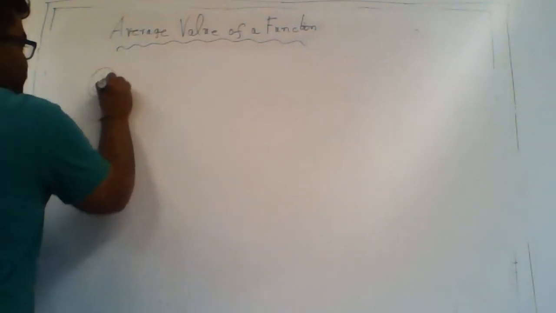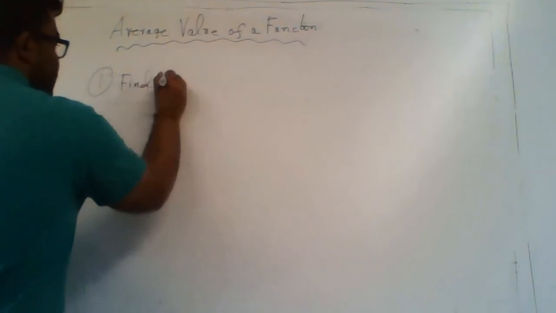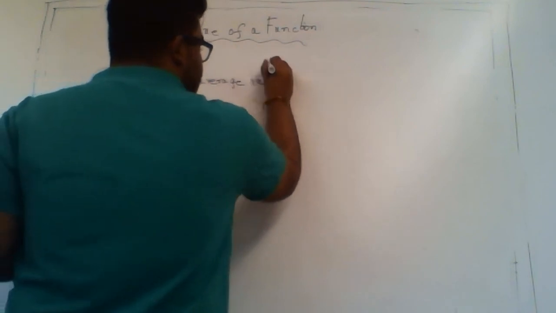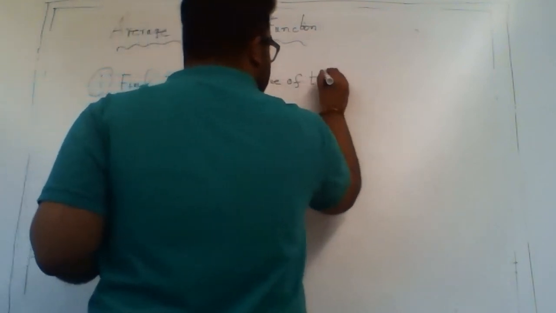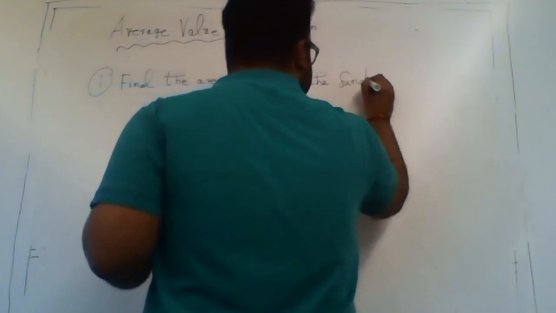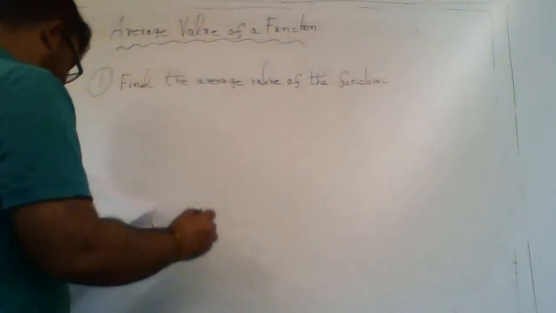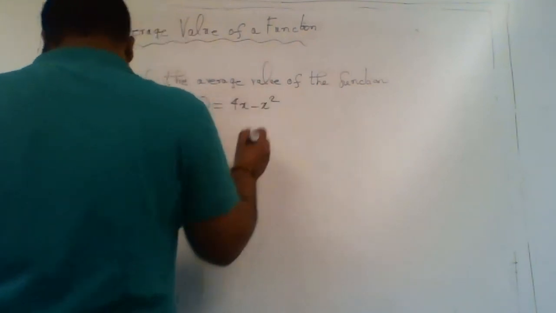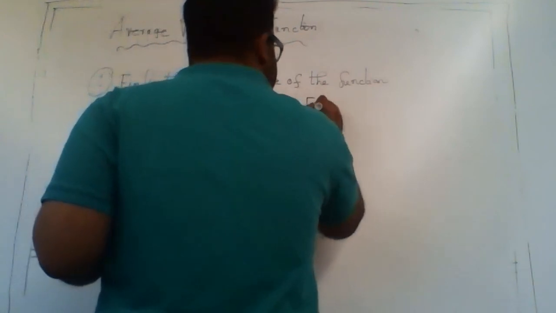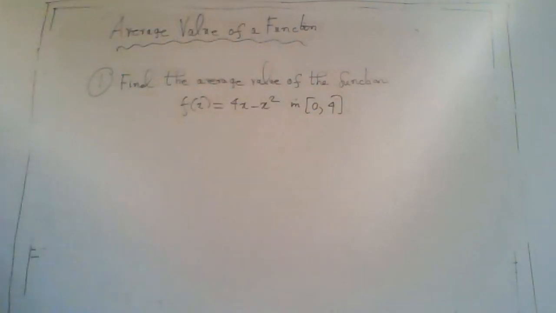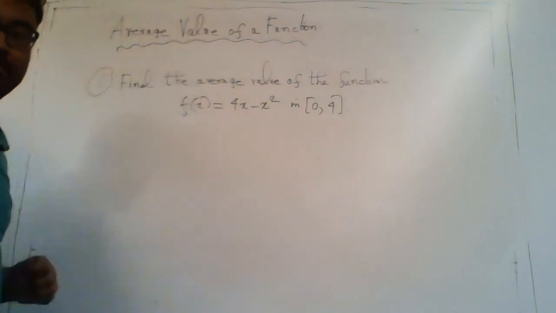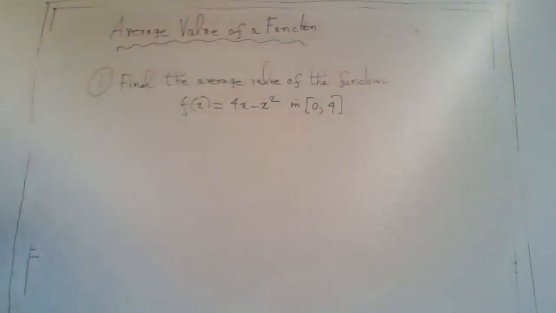Find the average value of the function f(x) equals 4x minus x squared in the interval [0, 4]. This is my problem. So find the average value of the function f(x) equals 4x minus x squared in [0, 4]. Here this is your function and this is your interval.